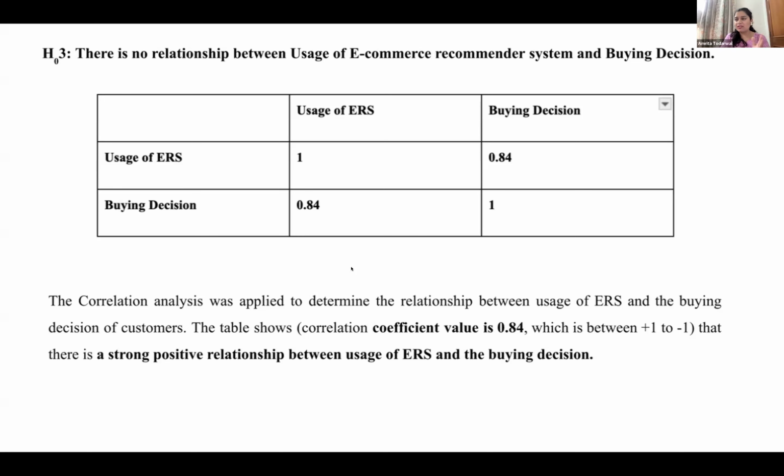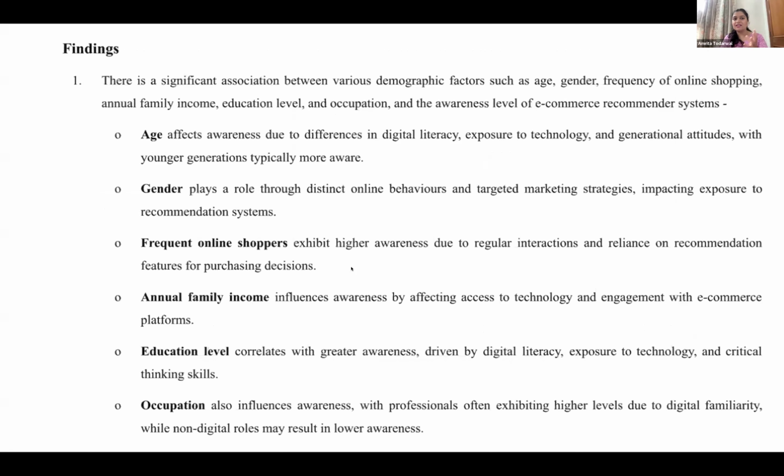So on the basis of all these tests and analysis, here are a few findings. There is a significant association between various demographic factors such as age, gender, and frequency of online shopping with the awareness level of e-commerce recommendation systems. Definitely, age affects awareness due to differences in digital literacy, exposure to technology, and generational attitude, with younger generations typically being more aware of these kinds of systems.